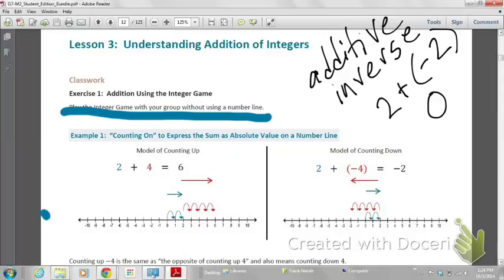Okay. And again here down at the end, example 1. Counting on to express the sum as absolute value on a number line. I'm over here looking at this one, a model that we've seen. It shows the two different ways to do it. The whole counting up right here. Remember, doing the hops, single unit hops.